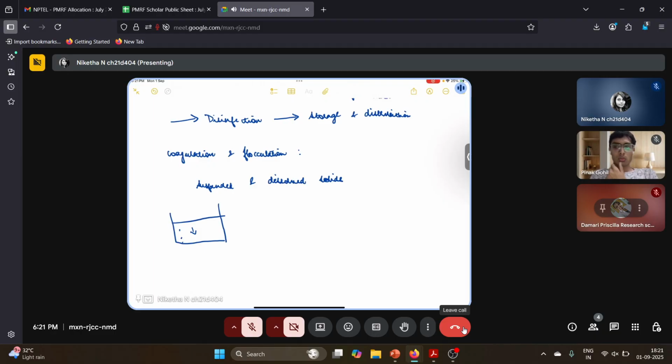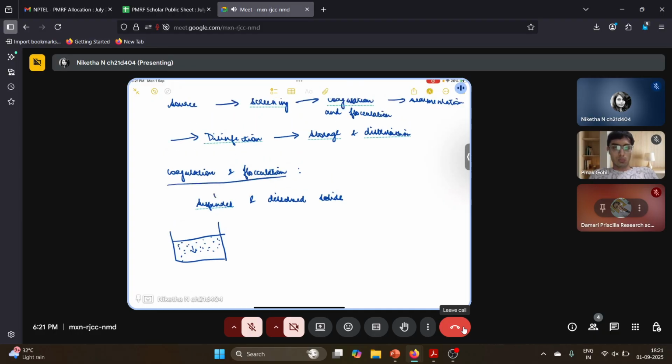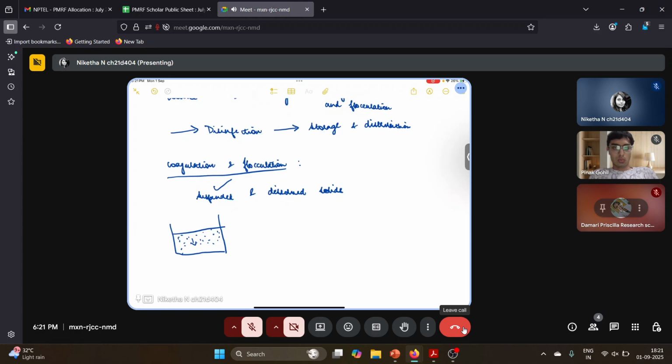See, when you have suspended solids, they are going to be suspended in the liquid. They are not going to settle down. They'll just remain suspended like this, no matter how much time you give. They'll remain suspended, and that will make the liquid look turbid. So you cannot remove them easily unless you go for coagulation and flocculation. That is why we go for coagulation and flocculation to remove suspended solids. And how do we do this?